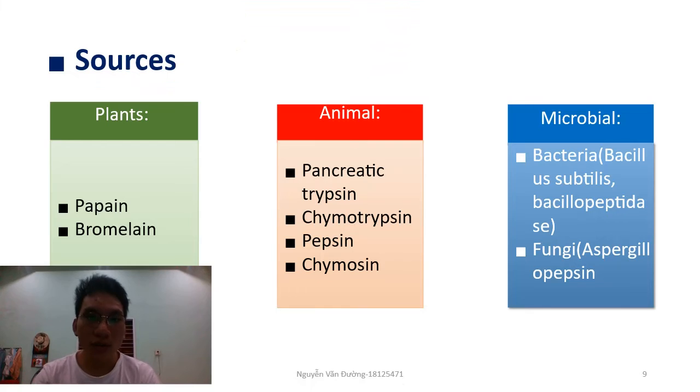In this slide, I want to share with you where we can find protease enzyme or source of enzyme. Fortunately, protease enzyme exists in many sources around us, such as in plants, animal, or microbial. In plant, it's papain from papaya, bromelain from pineapple. In animal, it exists in pancreatic trypsin, chymotrypsin, pepsin, and chymosin. And microbial is bacteria and fungi, and so on.